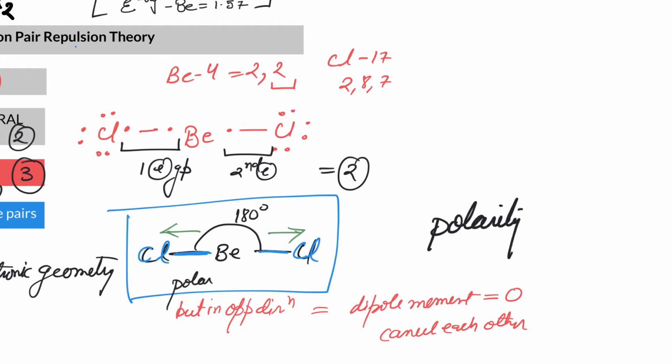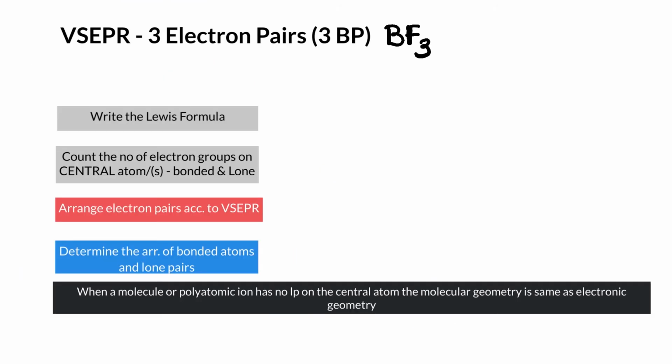Now let's go to another molecule, to the next problem. Again, we have BF3. Remember, boron is also an exception to the octet rule. It only requires 6 electrons in the outermost shell, like beryllium requires only 4. You can check the video in the description on the various exceptions to the octet rule. So, write the Lewis formula.